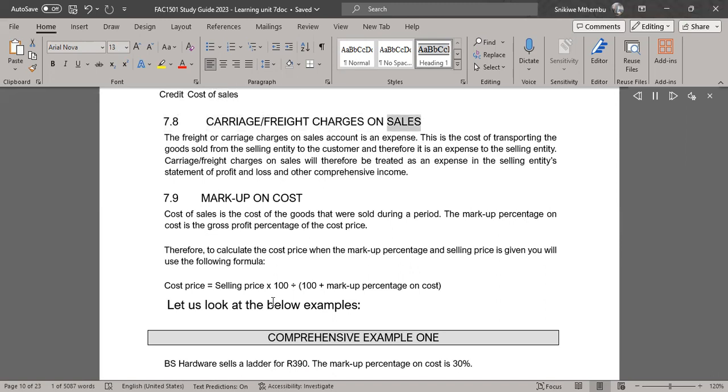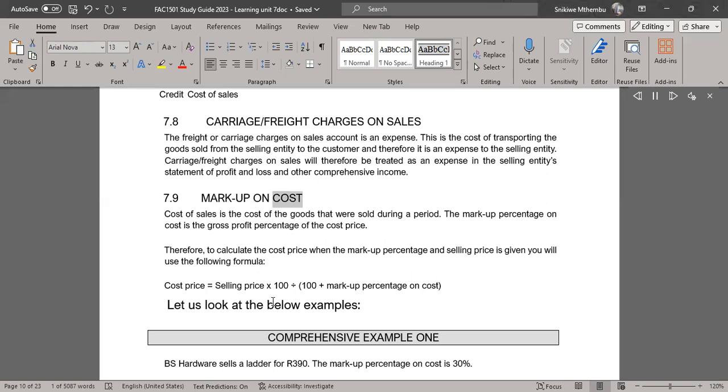7.8 Carriage/freight charges on sales. The freight or carriage charges on sales account is an expense. This is the cost of transporting the goods sold from the selling entity to the customer, and therefore it is an expense to the selling entity. Carriage/freight charges on sales will therefore be treated as an expense in the selling entity's statement of profit and loss and other comprehensive income.